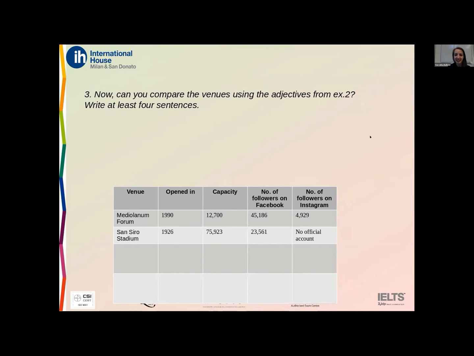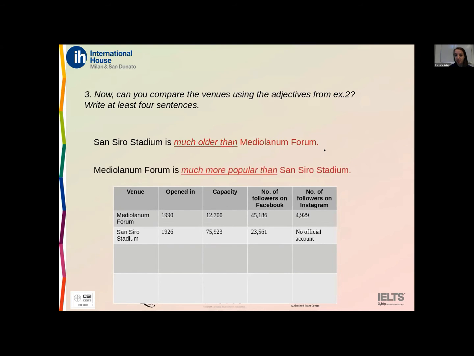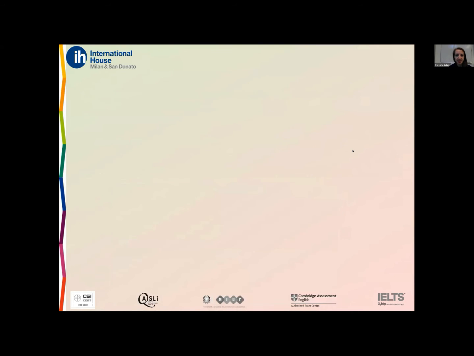The graded capacity. Okay, well, I've got these basic sentences. San Siro Stadium is much older than Milano Forum. So again, encourage your students to use more complicated structures instead of using older than, much older than. And Milano Forum is much more popular than the San Siro Stadium. Okay, right. Let's consider some aspects for this kind of activity.